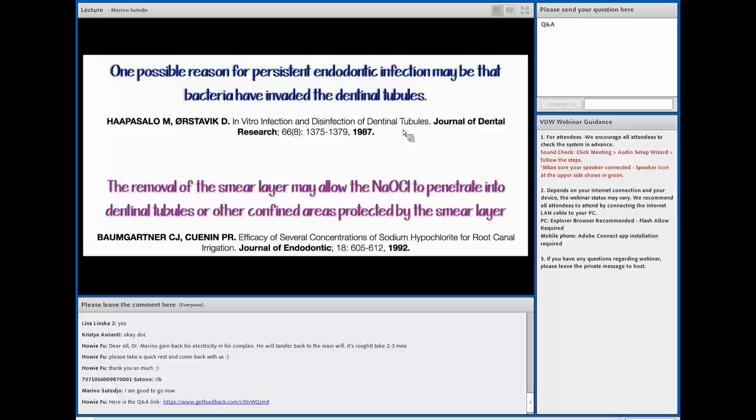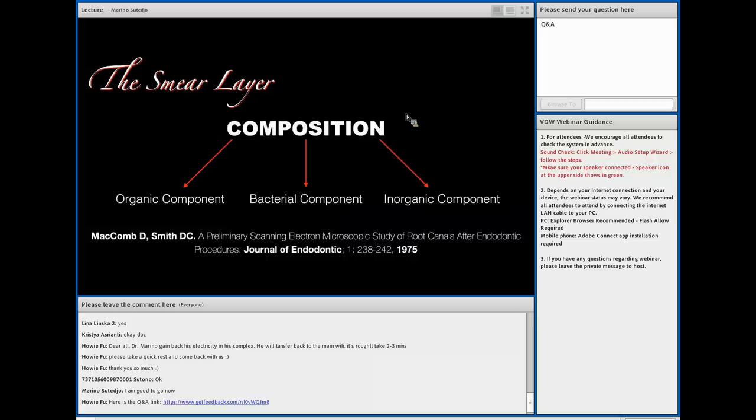One possible reason that we spoke about before is that persistent infection is usually caused by bacteria staying inside the dentinal tubules. Therefore, we need to penetrate our sodium hypochlorite into those areas and remove all this bacteria, which has been quite challenging for us.